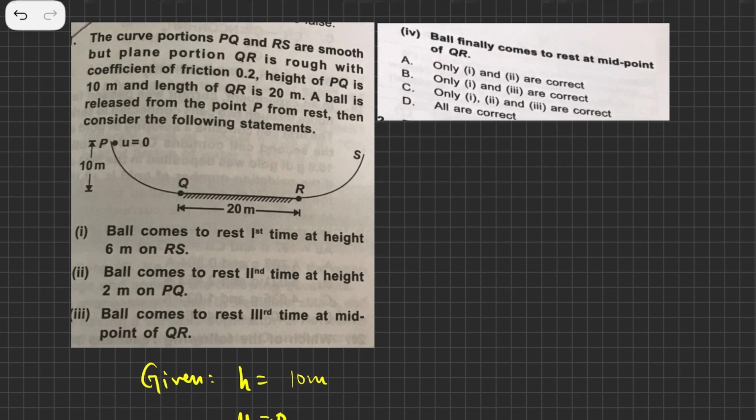So let's see the second one. Now they are saying that the ball comes to rest the second time at a height of 2 meters on PQ. So the ball is going like this, and now it is going to halt at this point at a height of 2 meters. Because the ball was at 6 meters, I can say that the potential energy at 6 meters height is equal to the potential energy at 2 meters height plus the amount of work done against friction.